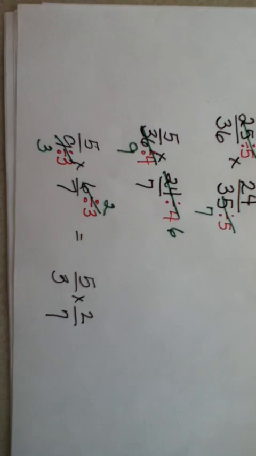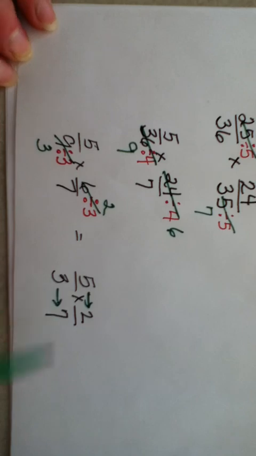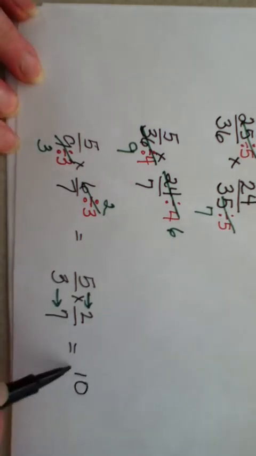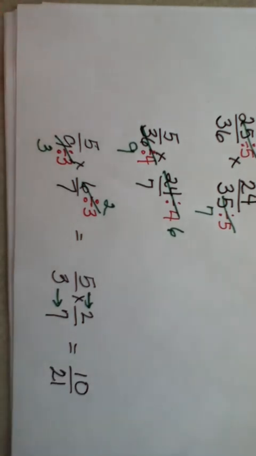And we repeat the process. Is there any number on the top and on the bottom that can both be divided by the same number? And my answer is no. So I multiply straight across. 5 times 2 is 10. 3 times 7 is 21. And my answer is 10 over 21.